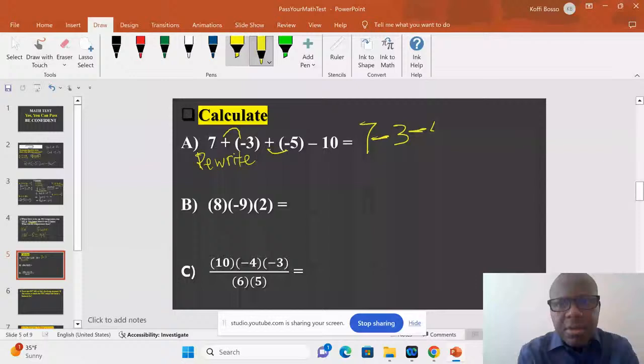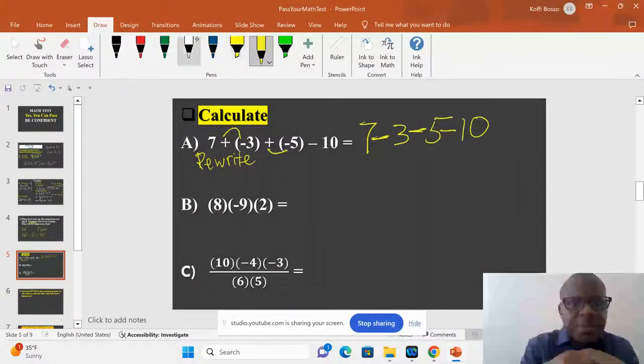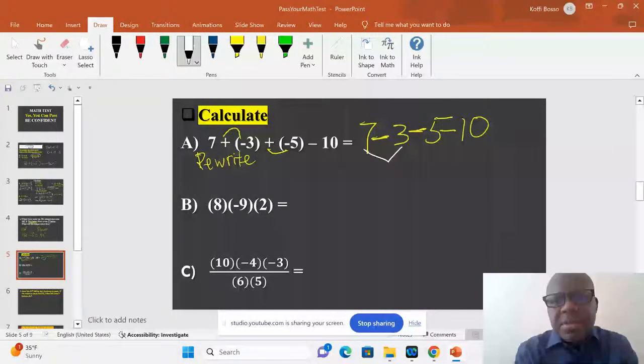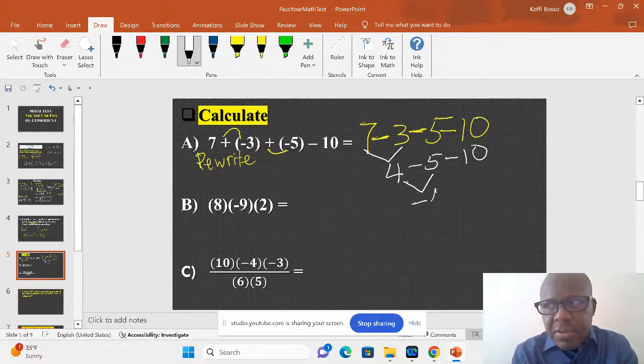Now you have a 7 here, and we're going to take the numbers two by two. I'll take the first two. 7 minus 3 is 4. So I have 4 minus 5 minus 10. I continue. Now, what is 4 minus 5? This is negative 1. So you have a negative 1 minus 10, and that gives you negative 11.